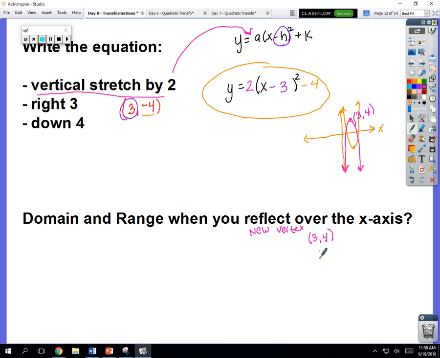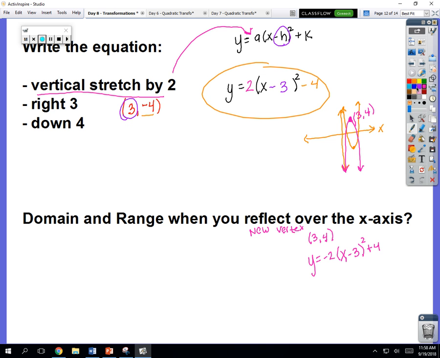So if I was to write the new equation, which it didn't ask me to do, but if it did, instead of being a positive 2 here, I would have to have a negative 2 to show that it's been reflected. And then my x value would stay the same. It's positive 3, so it's the opposite. But my y value should be a positive 4 to be up here now.